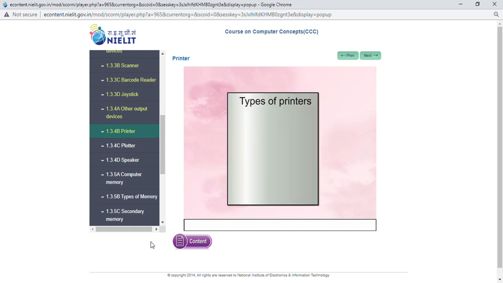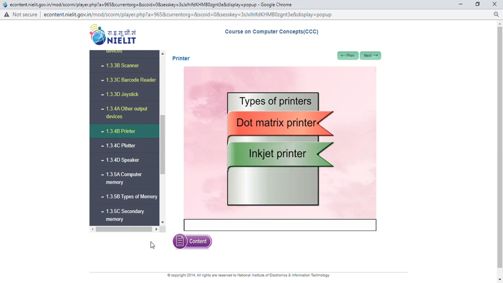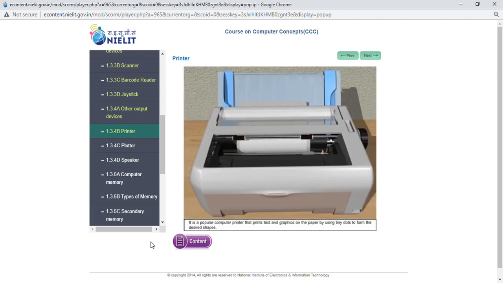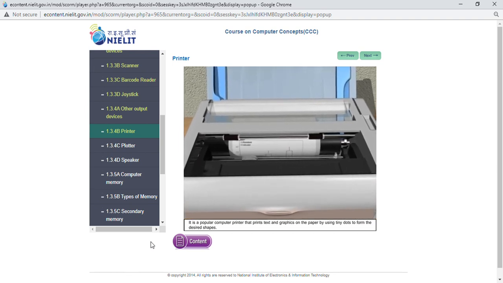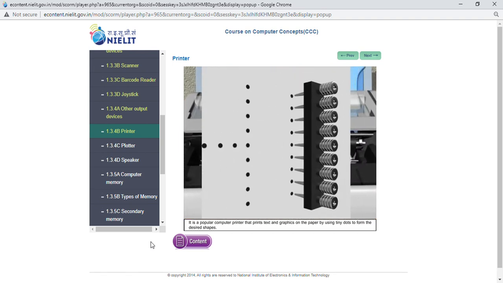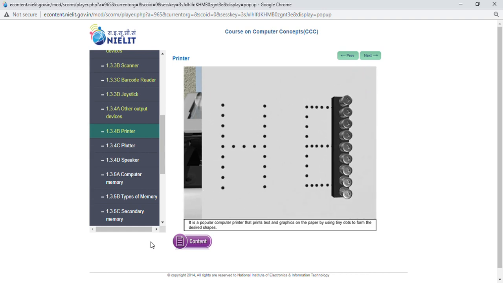Types of printers: dot matrix printer, inkjet printer, laser printer. Dot matrix printer. It is a popular computer printer that prints text and graphics on the paper by using tiny dots to form the desired shapes.